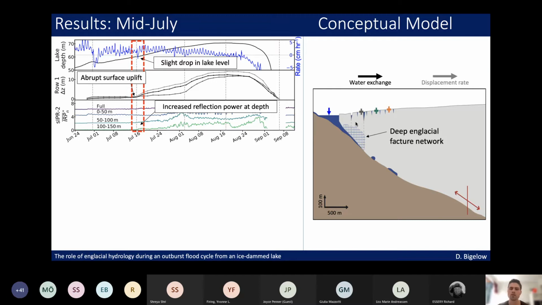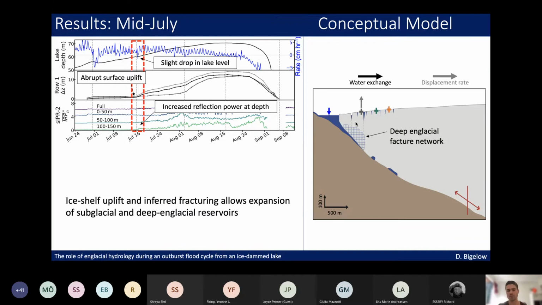Coming to the conceptual model, we can see that the lake depth goes down again, the ice shelf moves up, and water is injected further into the subglacial reservoir as well as into the deep Englacial reservoirs. So once again, you have this sort of event where the glacier is peeling off the bed, fracturing, and water is being injected into the subglacial and Englacial reservoirs.